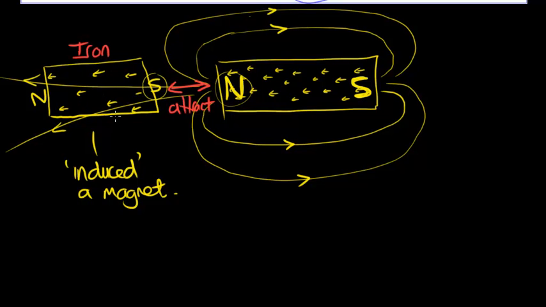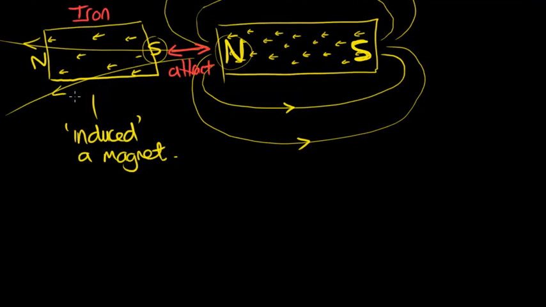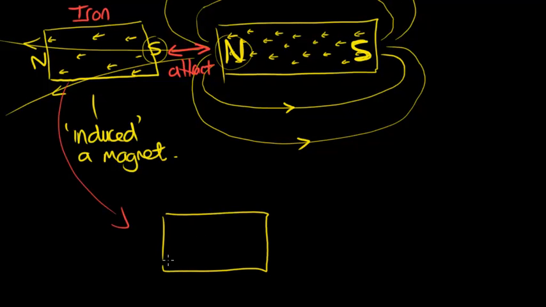Now, when you take that iron bar away, all of the little domains will scramble up again because it's away from the magnetic field of the bar magnet, and so we'll end up in the original condition where there is no magnet induced into that iron. So all the domains are scrambled again.